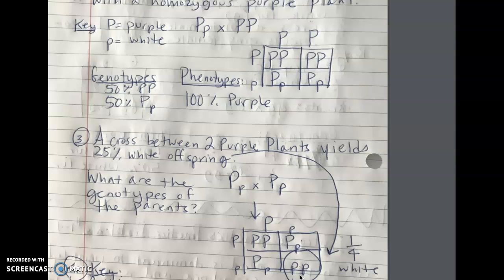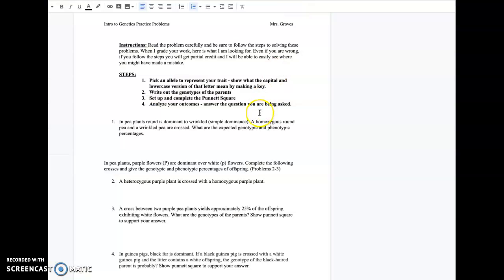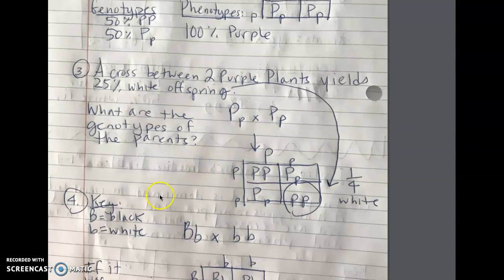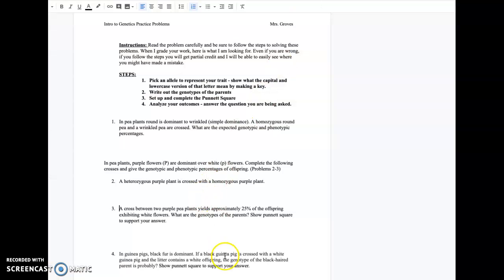Okay, and the last one has to do with guinea pigs, and a few of you had questions about this. So in guinea pigs, black fur is dominant. If a black guinea pig is crossed with a white guinea pig, the litter contains a white offspring, the genotype of the black-haired parent is probably. Okay, so we're dealing with fur color in guinea pigs, and we've got black fur versus white fur. So here's my key here, black fur versus white fur, and they want to know if I cross a black guinea pig and a white guinea pig. So I want to know what the parents probably are, what the black-haired genotype must be.